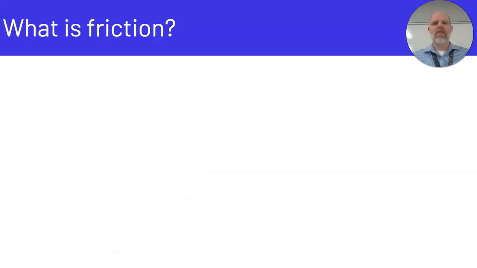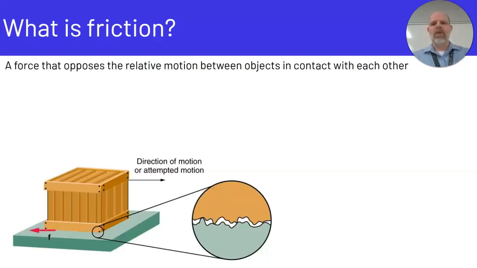So what is friction? Friction is a force that opposes the relative motion between objects that are in contact with each other. Here you can see a diagram zoomed into these two objects, a crate and a table or a floor, and you can really see how craggy and jagged the surfaces are.